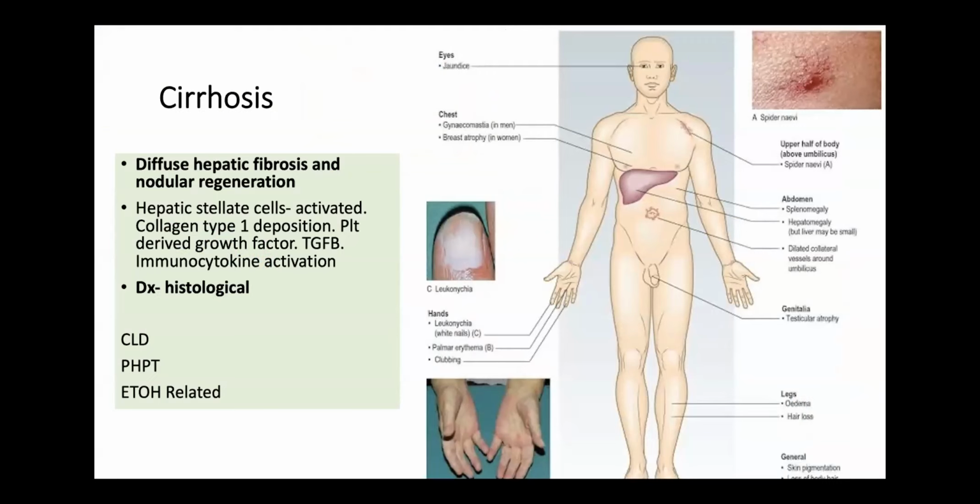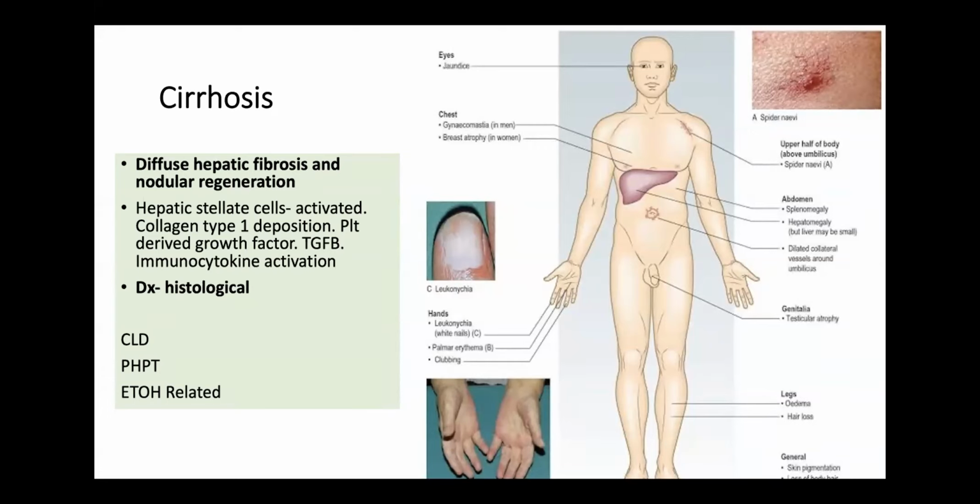To highlight cirrhosis as a whole, cirrhosis is basically a diagnosis made on histology, but at the bedside we can make a clinical diagnosis in terms of the signs and symptoms. You have diffuse hepatic fibrosis and nodular regeneration with fibrosis. As I mentioned, your hepatic stellate cells can be activated and can deposit collagen, and there are a lot of growth factors and immune cytokine activation that take place, which are beyond the scope of this current talk, but it's quite in depth.